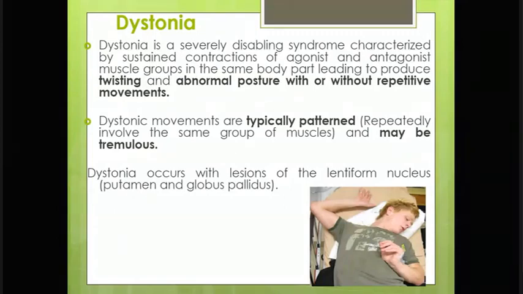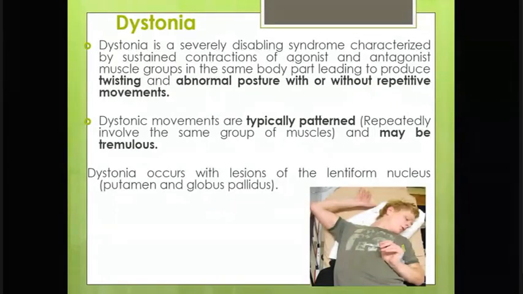Dystonia is characterized by twisting and abnormal posture. Because the contraction of the agonist and antagonist may not be equal at the same time, we may recognize a repetitive movement. So there is something called dystonic tremor. Dystonic tremor is dystonia, but not a tremor. But because it is repetitive, we call it dystonic tremor.